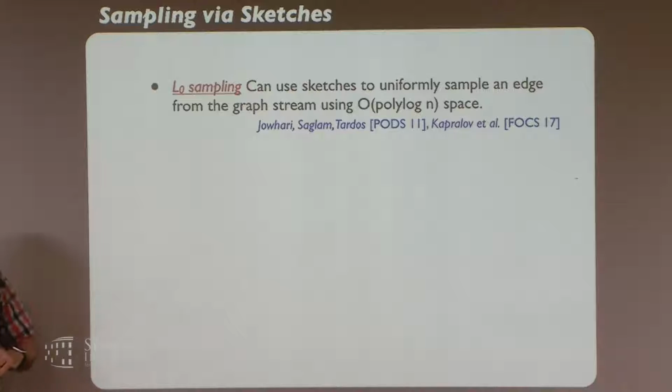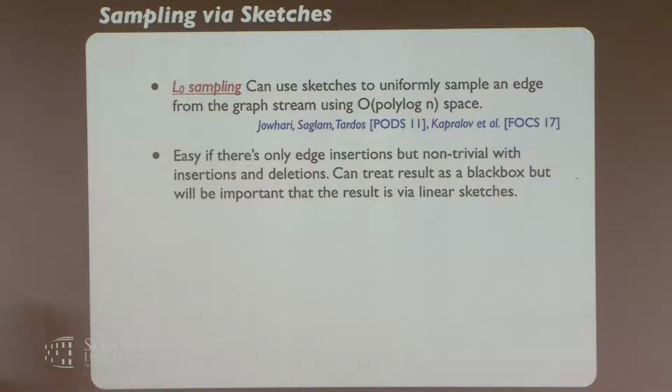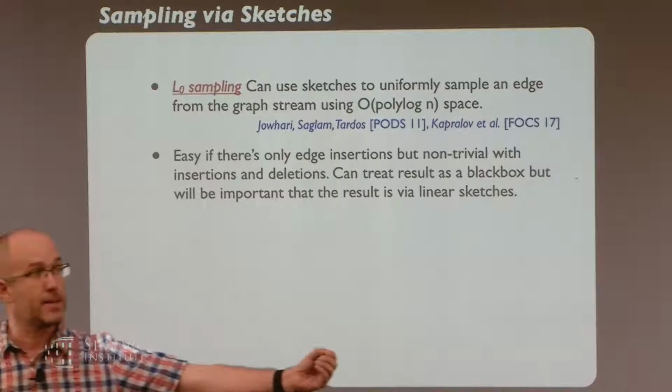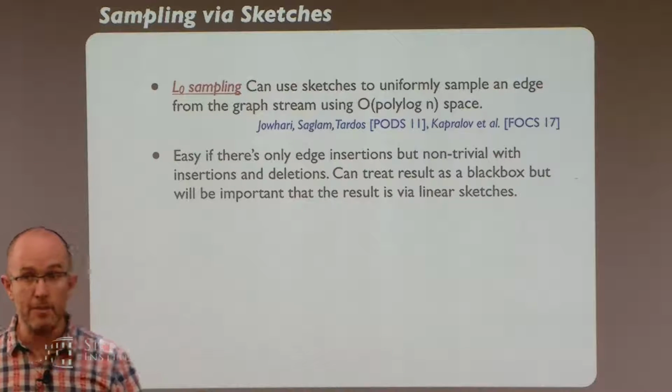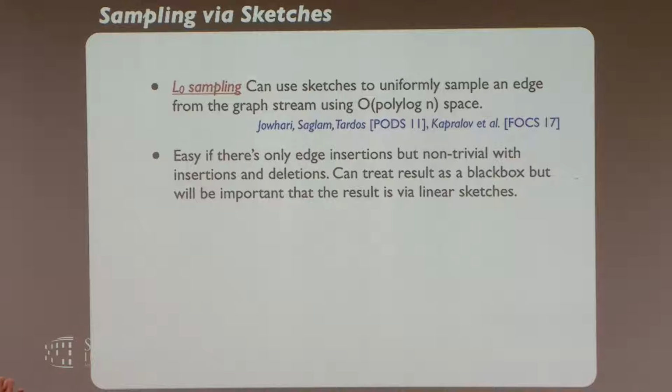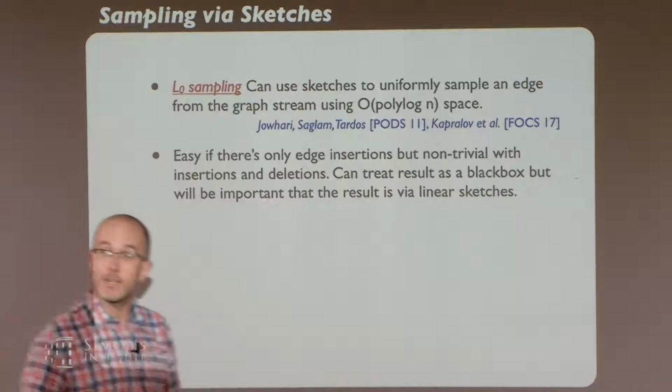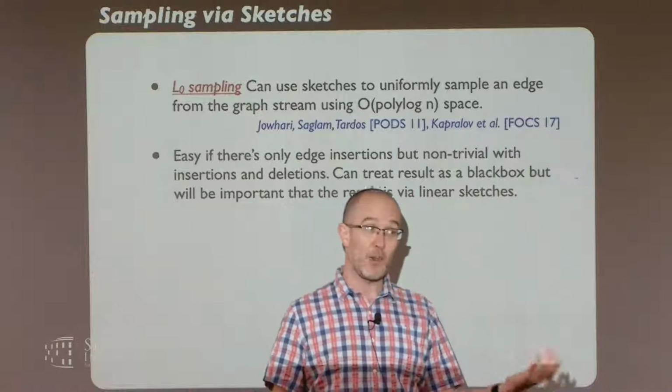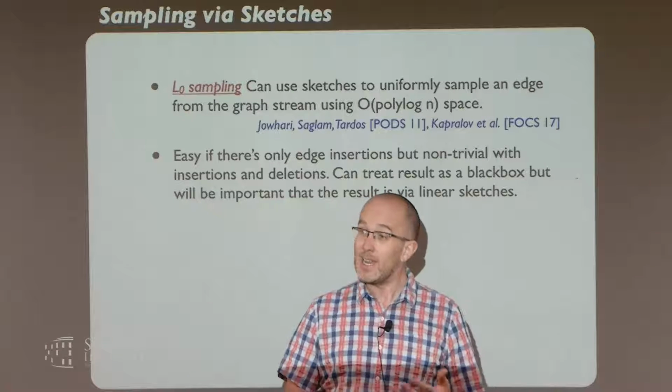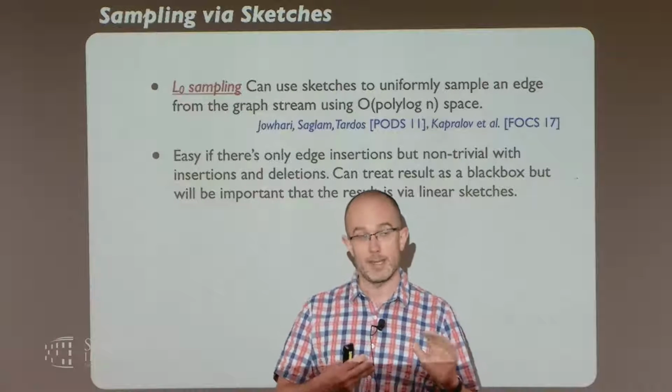Notice if there's no deletions, this would be a pretty trivial task. If there were just a sequence of m edges being inserted into a graph, ahead of time, you could just pick a random number between 1 and m, go through the stream, and when that edge arrived, pick it up. There you go, there's a random sample. It's not clear how you do that if there are edges being inserted and deleted.